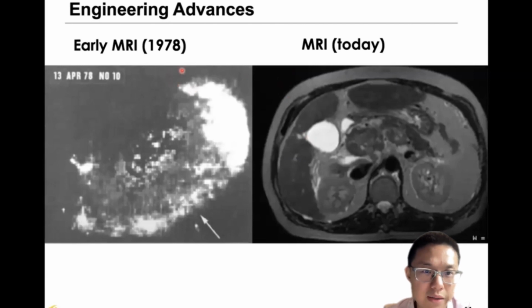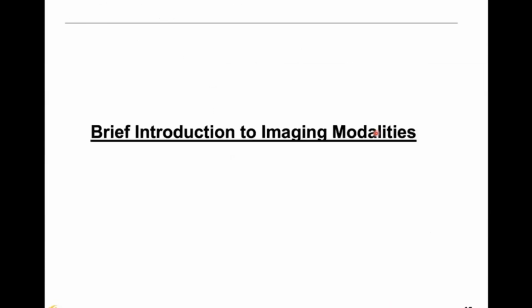And also for MRI, right? So in the early MRI, 1978. For this example, you are not able to tell a lot from this low resolution image. But today, we are able to have very good resolution for some of the soft tissues. So yeah, we'll talk more on these different imaging modalities later. Okay.